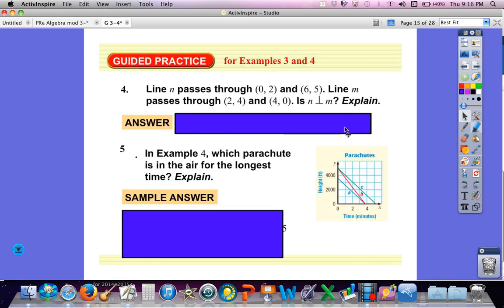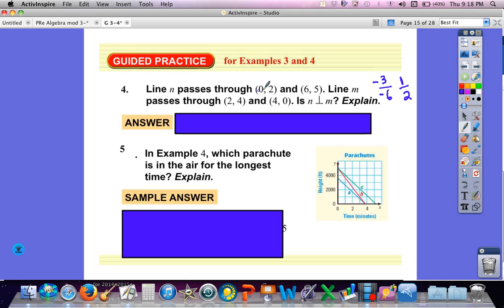Okay. Number 4. Line N passes through (0, 2) and (6, 5), and line M passes through (2, 4) and (4, 1). Are they perpendicular? So I'm going to find the slope. 2 minus 5 is -3, 0 minus 6 is -6. So that's the same as +1/2. So I need -2 as the reciprocal slope.